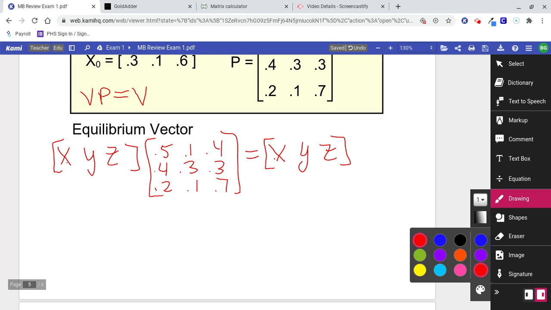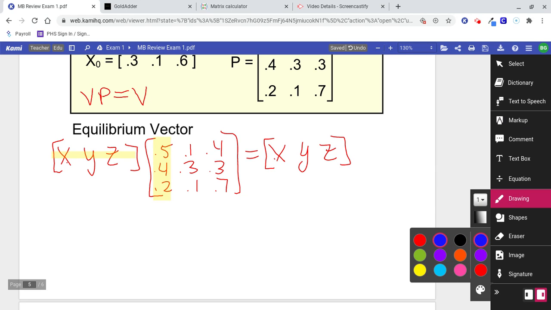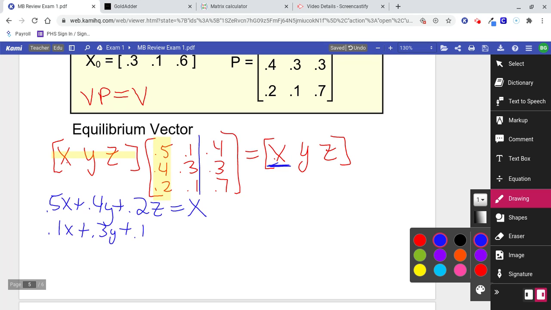So what we do is we take row times columns, and we come up with some equations. The first one is 0.5x plus 0.4y plus 0.2z equals, this is the first row, first column entry, x. First row times the second column is going to be 0.1x plus 0.3y plus 0.1z equals the first row, second column entry over here, y. First row times third column gives me 0.4x plus 0.3y plus 0.7z equals z.